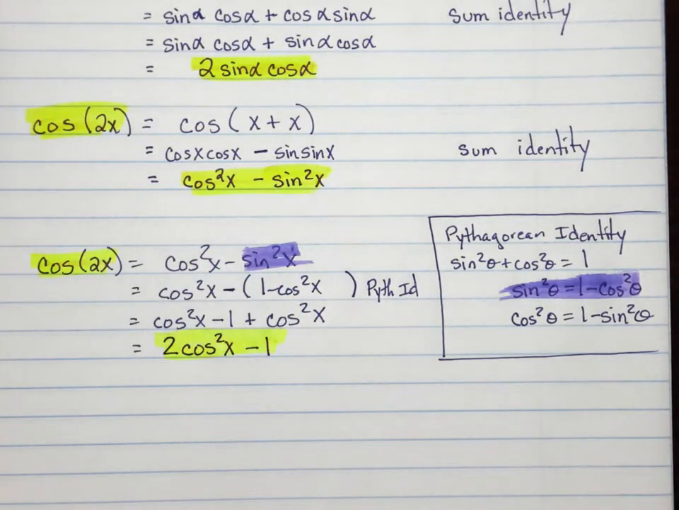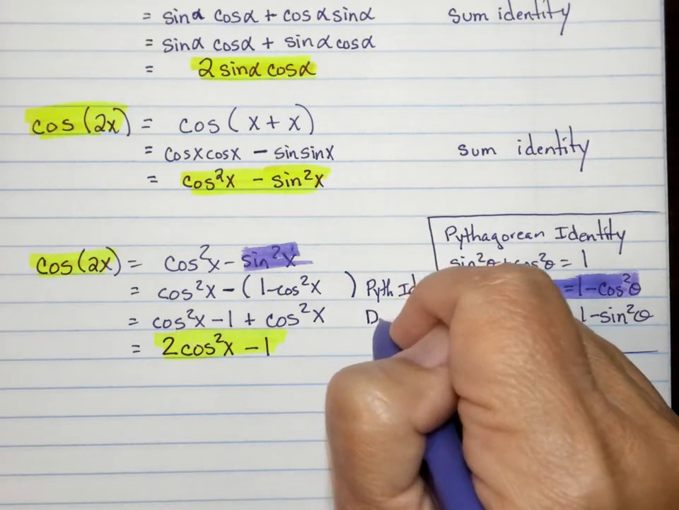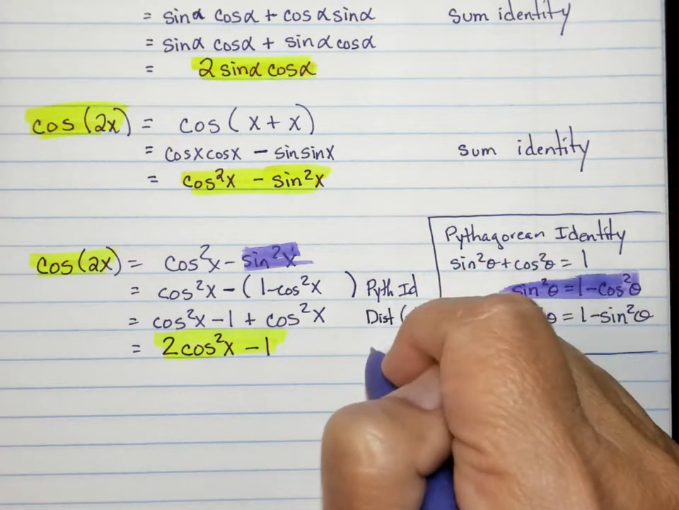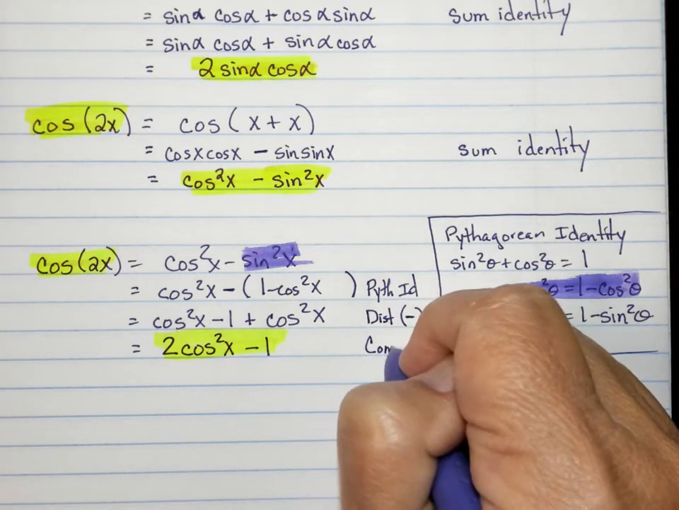So that's just another version of the double angle identity. And so what did I do here if you're just tracking your steps? I distributed the minus, and then I combined like terms.